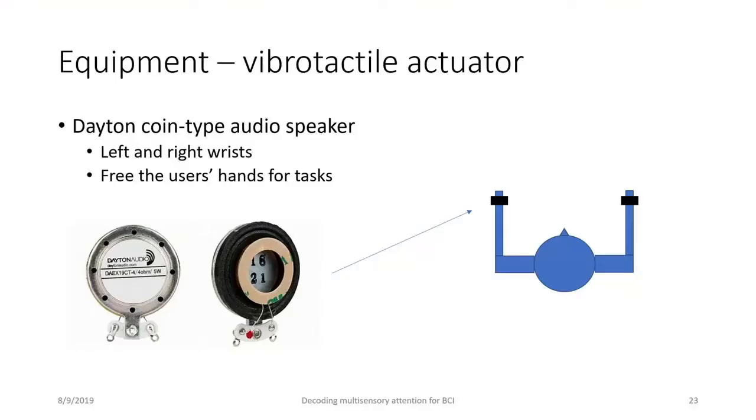In terms of the vibration, we use a vibrotactile actuator, which in essence is just like an audio speaker, but it has a lot of power, so you can feel the vibration when you are using it. And some are smiling because it's kind of hard for the subject to feel the difference in the vibration, and that could be shown later in the behavioral results.